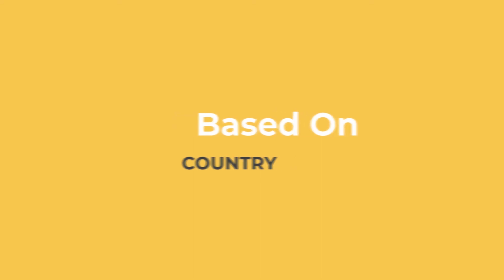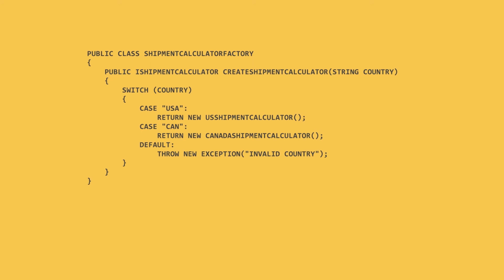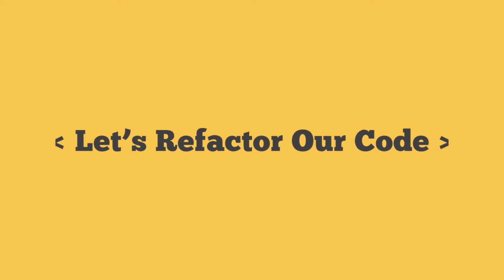I will create a shipment calculator factory class with one method, createShipmentCalculator, in it. In this method, I will add a switch statement that decides which strategy to create depending on the country. The important thing to note here is that this method will return an instance of iShipmentCalculator interface, which is our abstraction. So let's refactor our code and see how we can apply these patterns.